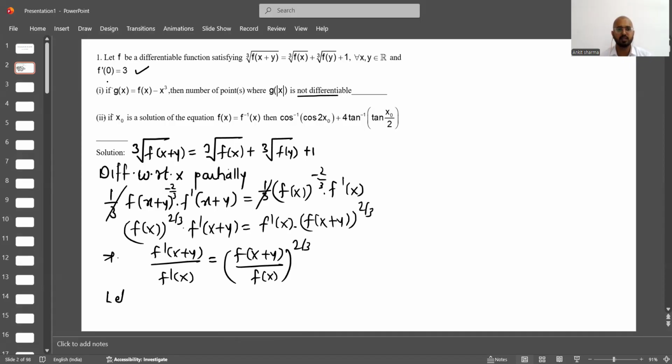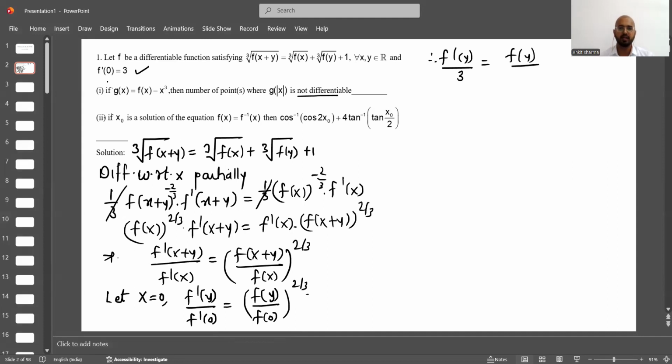Now we have to make use of this. So we can set x equal to 0. I'll have f dash of y over f dash of 0 is equal to f of y over f of 0, to the power 2 over 3. Now f dash of 0 is 3, so f dash of y over 3 is equal to f of y over f of 0 to the power 2 over 3. f of 0 I need to find out.